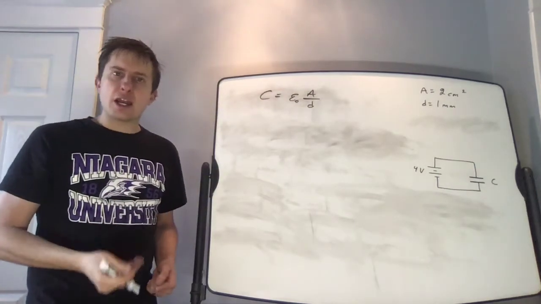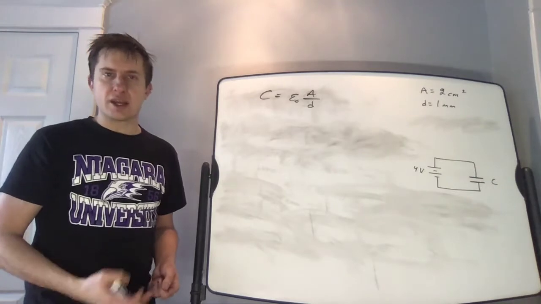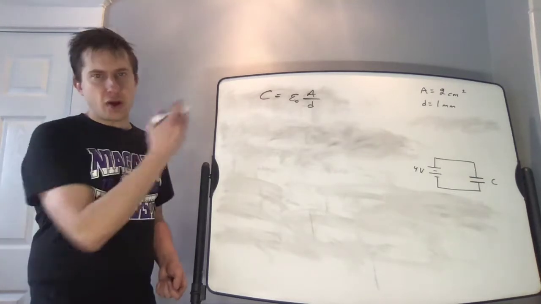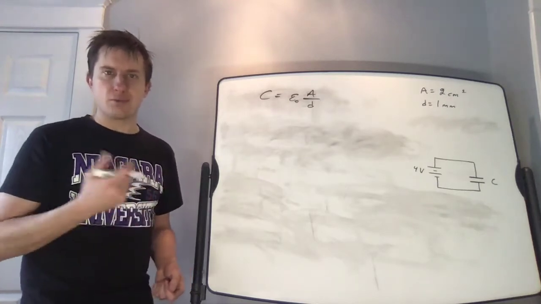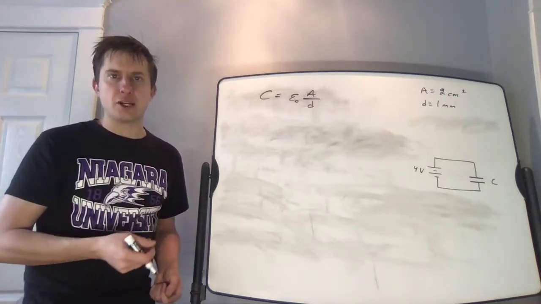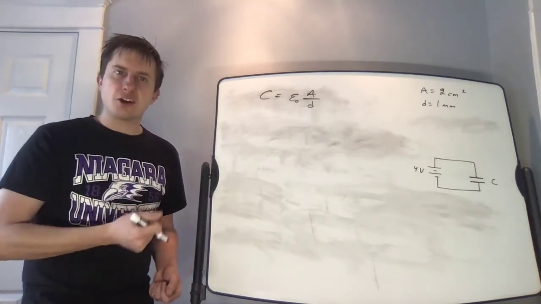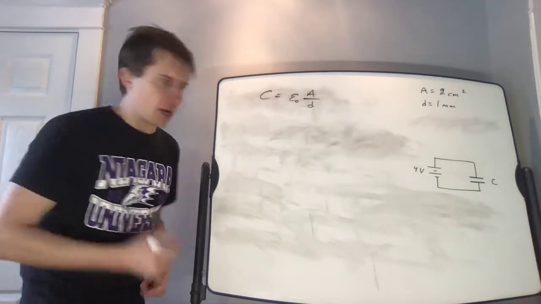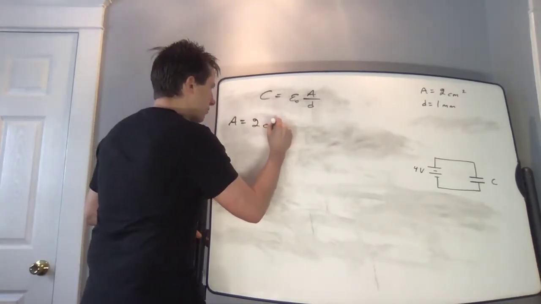Now, before I go ahead and plug numbers in, remember that we need to be working in our base SI units. So I need to convert the area and the distance to square meters and meters respectively. The distance between the plates of 1 millimeter will be 0.001 meter, but there is a subtlety in converting the area. The area is given as 2 square centimeters.